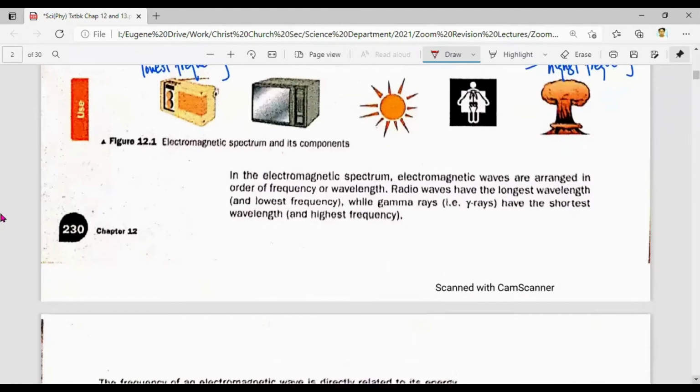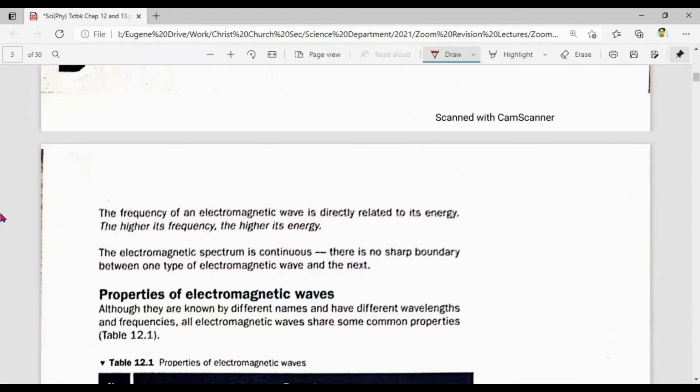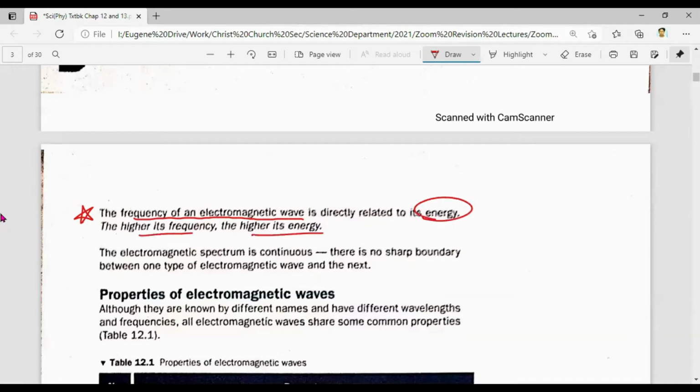So the order is one; the properties are the other. I'd like to highlight one part here before we go on to the properties, this thing over here. The frequency of an electromagnetic wave is related to its energy. So the highest frequency means the highest energy. This can help you remember the order.